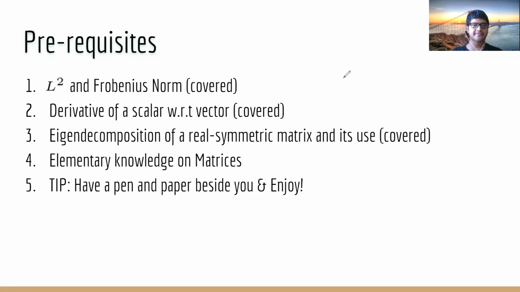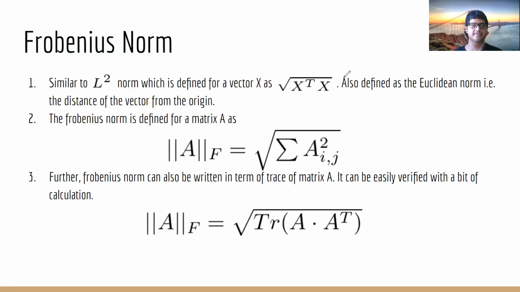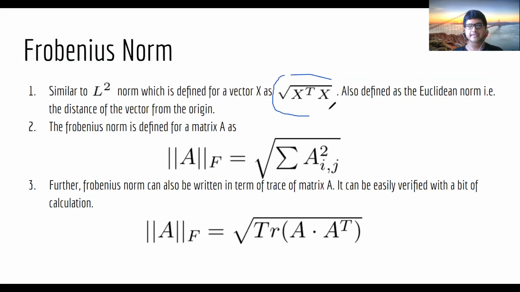Let us begin. First of all, let's cover the L2 norm and the Frobenius norm. The heading is Frobenius norm, but the L2 norm is defined for a vector as the root of x transpose x, as you can see here. It is also termed the Euclidean norm.